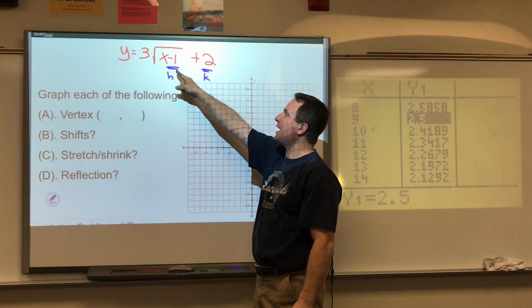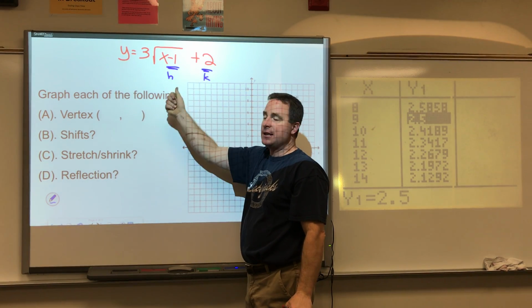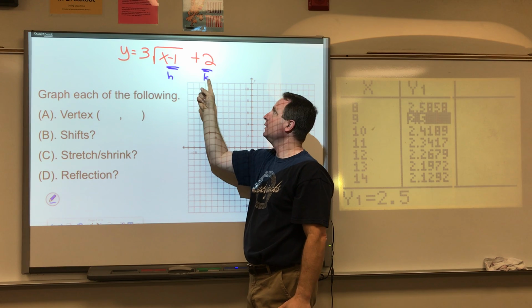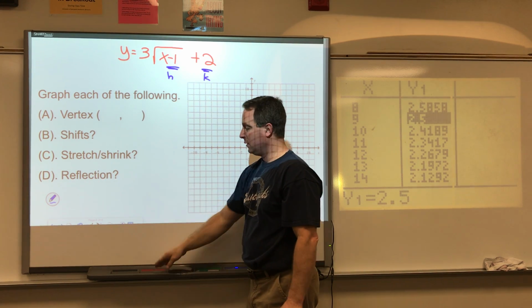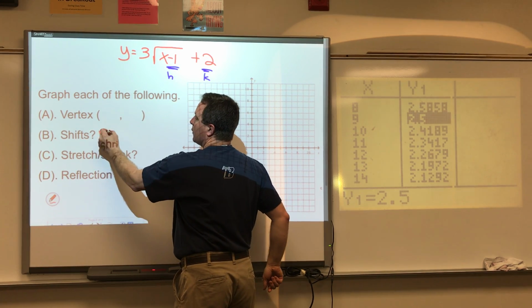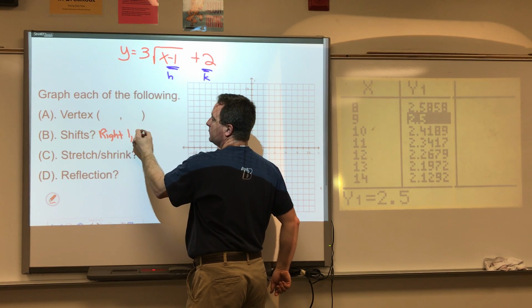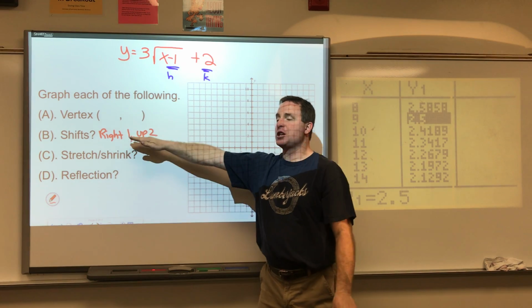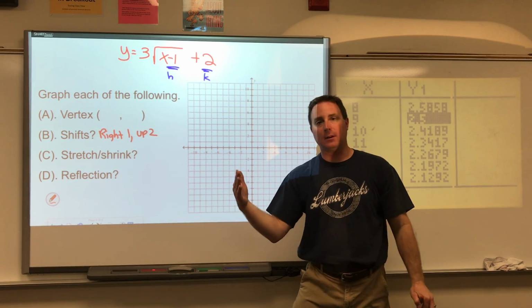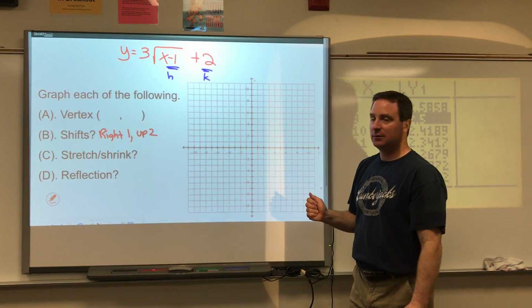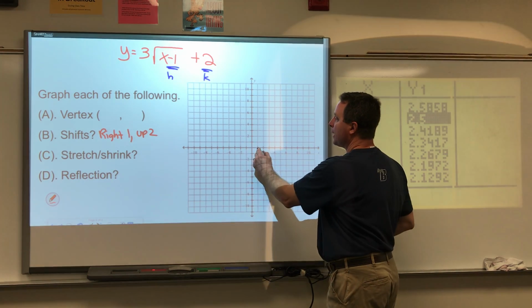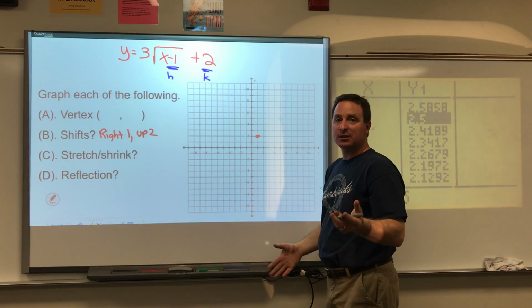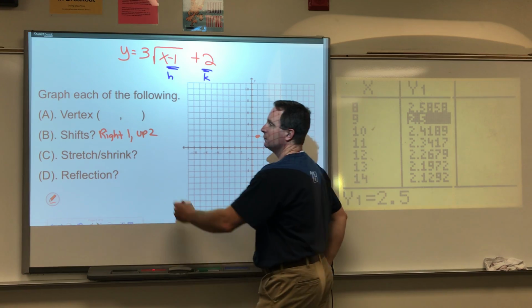And if you remember, h is the opposite. So instead of -1, it's going to go to the right one, up 2. Okay, so I'm going to describe it by going right 1, up 2. And when you describe these shifts, make sure you give me a number. How much did it go left or right? How much did it go up or down? Okay, and by doing that, by going right 1, up 2, we actually just labeled the vertex 1, 2.